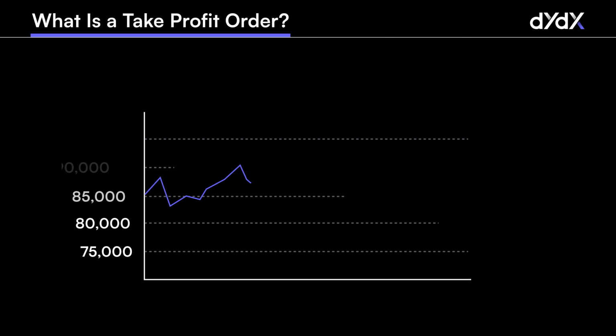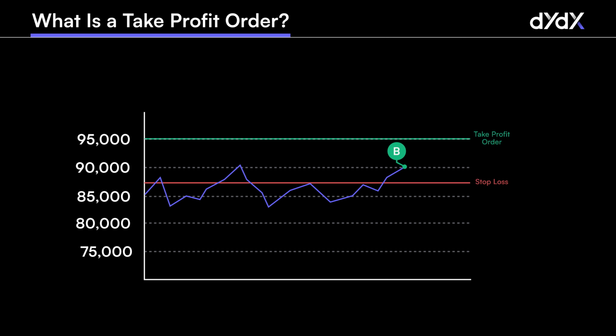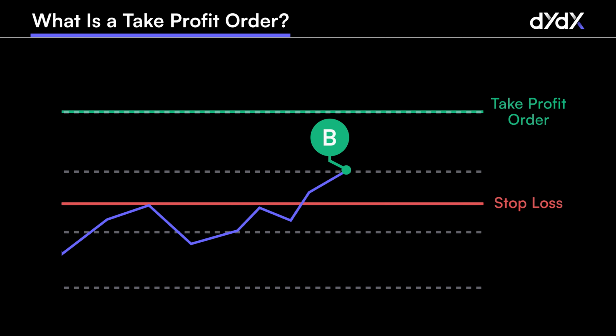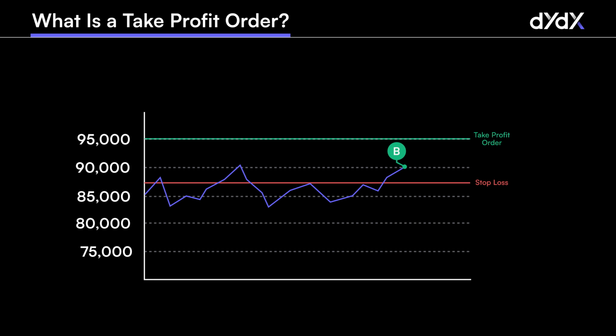It's also common to use both a take profit and a stop loss on the same open position. Take this open long position as an example. A trader might set a stop loss below the entry price to limit downside risk, and a take profit order above the entry to automatically secure gains if the market moves in their favor. If you want a full rundown on stop loss orders, you can check out the video linked below.